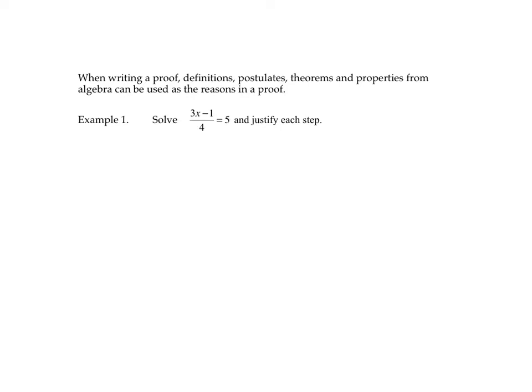When we're writing a proof, we want to have handy a list of our definitions, postulates, theorems, and properties from algebra, because we're going to use those as our reasons in our proofs. So if you have any of those worksheets handy, you may want to take them out as you go through and try these examples. In our first example, we have this algebraic equation that we're going to solve, but we're going to solve it in 2-column form.